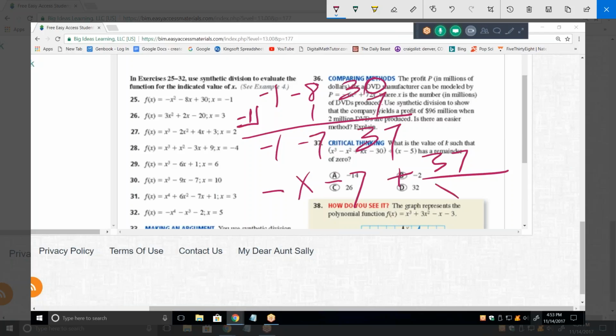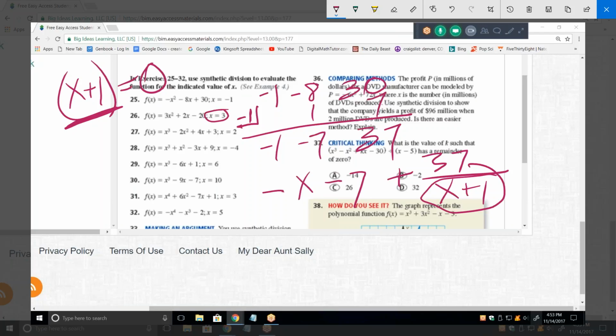X plus 1. In other words, if x equals -1, they got that because x plus 1 was equal to 0. In other words, that was the linear factor. Okay. If I had told you that it was divided by x plus 1, you'd have put -1 in the box, right? So if you put -1 in the box, it's the same as dividing it by x plus 1. So that's what goes down there. Okay. Here it would be x minus 3. Here it would be x minus 2. Here it would be x plus 4, x minus 6, and so forth. Okay?